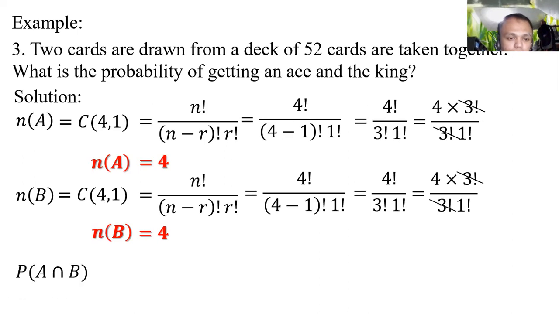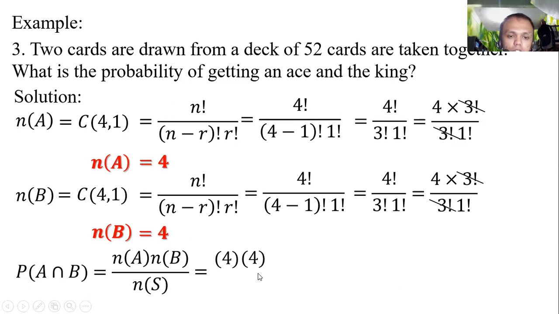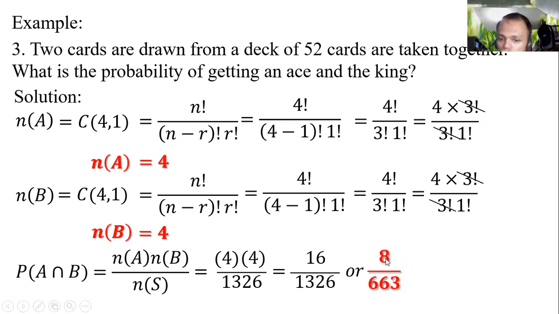Okay, now for the intersection of A and B, we have number of events for A times number of events of B all over by the number of sample space. What is your A here? We have 4. Your B is 4 all over by yung S is 1,326. 4 times 4 is 16 over by 1,326. May lowest term pa ba? Yes, meron. So we have 8 over by 663. So that is the probability of getting an ace and the king taken together.